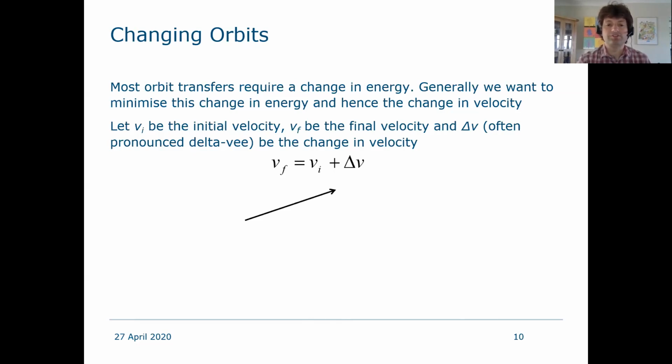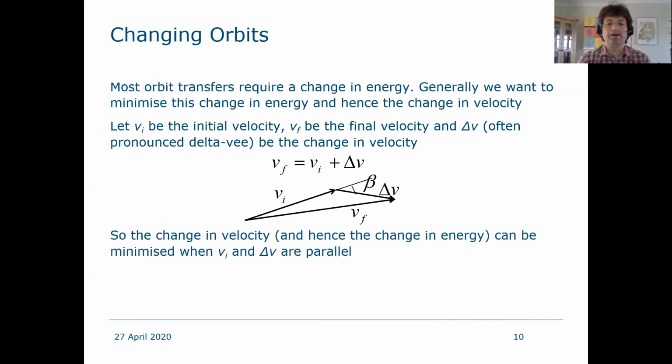Let's look at this from the point of view of vectors. Here's our initial velocity, we'll say it's VI. Here's our final velocity, it's VF. Here's our change in velocity, delta V. And here's an angle, let's call it beta. Now, our change in velocity, and hence the change in energy, can be minimized when these vectors line up.